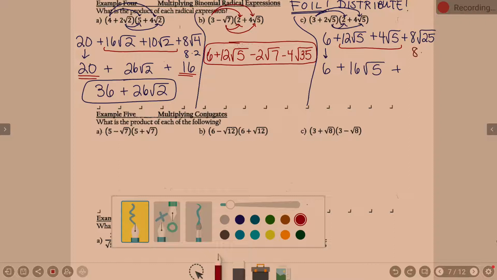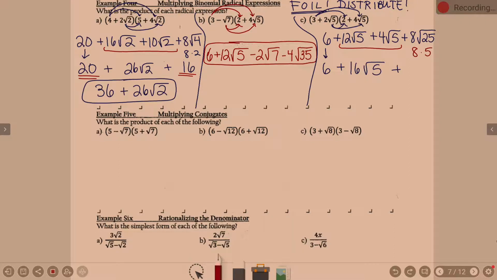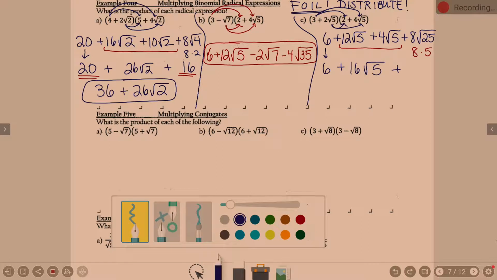It is 5. Now, some of you already, when Justin said square root of 25 earlier, did some of you automatically say 5 possibly? You may have. So you may have already said, oh, I know this is 8 times 5. If not, make sure you take it now. That's a perfect square. Square root of 25 is 5, and 8 times 5 is 40.